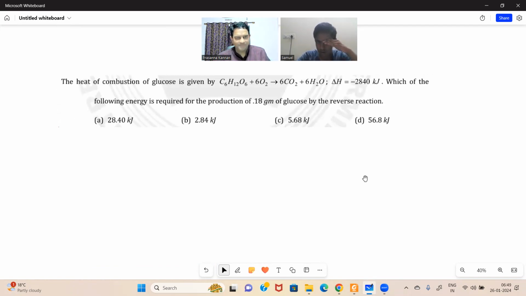Yes. Go ahead. So heat of combustion of glucose is given. How much will be the energy required for production of 0.18 gram of glucose by the reverse reaction? So I've already told you about reverse reaction. So first, can you tell me the heat of combustion of glucose, is it an exothermic reaction or endothermic reaction? Data is given. Observe the data and tell me.